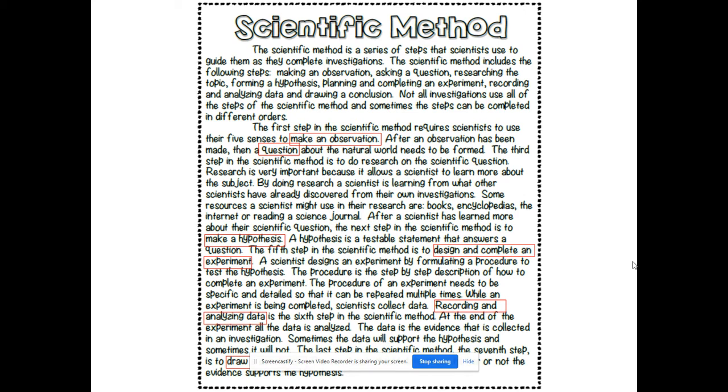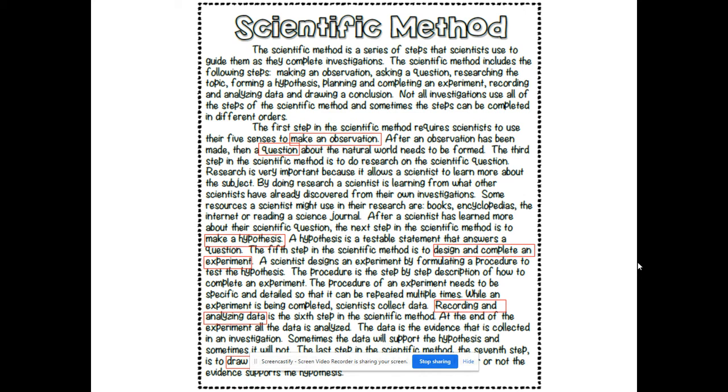After a scientist has learned more about their scientific question, the next step in the scientific method is to make a hypothesis. A hypothesis is a testable statement that answers a question. The fifth step in the scientific method is to design and complete an experiment.